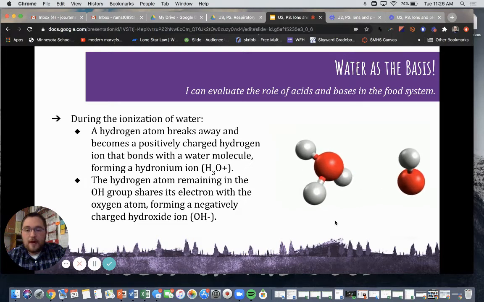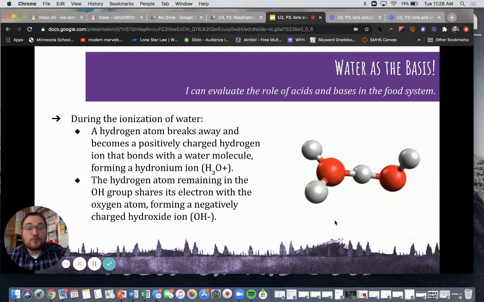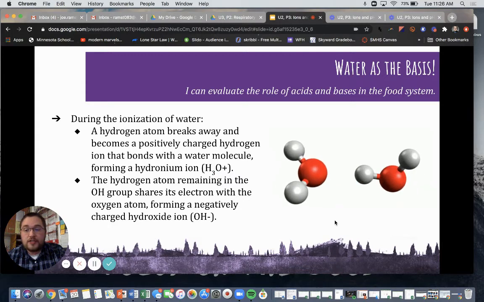Okay, we're going to move on. The hydrogen atom remaining in the OH group shares its electron with the oxygen atom, forming a negatively charged hydroxide ion, or OH negative. We see that on the right-hand side at the end of the GIF. There's 1 hydrogen and 1 oxygen atom together, and that forms a hydroxide ion, or OH negative.